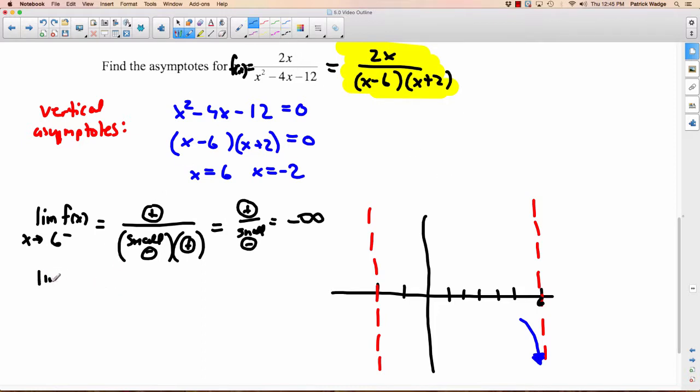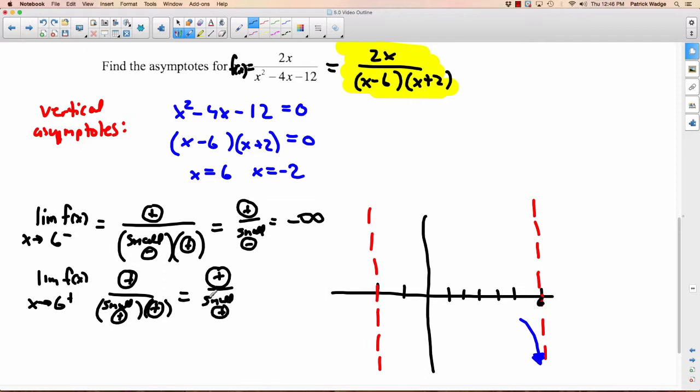Let's do the limit of f of x as x approaches 6 from the right. Well, on the top, we can put 6 in there. 2 times 6 is 12, which is positive. On the bottom, 6, a little bit bigger than 6, 6.0001. If you take away 6, you get a very small positive number. And then you're going to multiply that by 6 plus 2, which is 8, which is also positive. So everything's positive here. You have a positive divided by a really small number times another number, which gives you a very small number. And it's going to be a small positive since they're both positive.